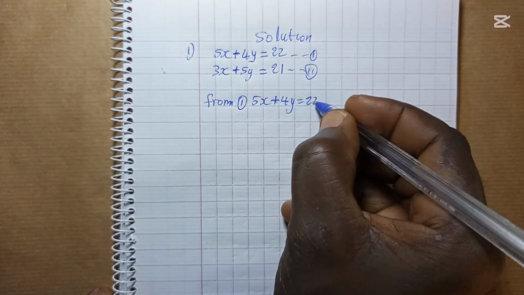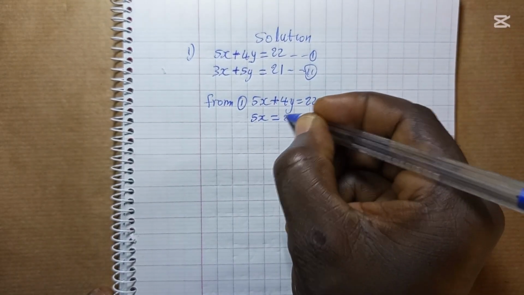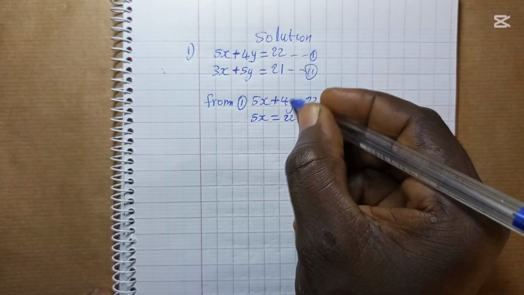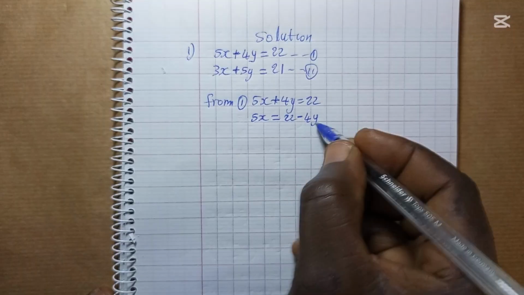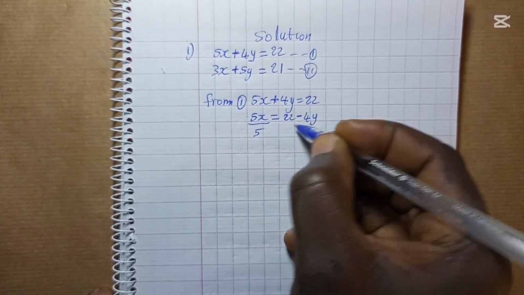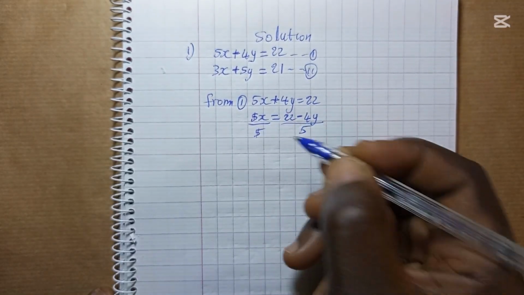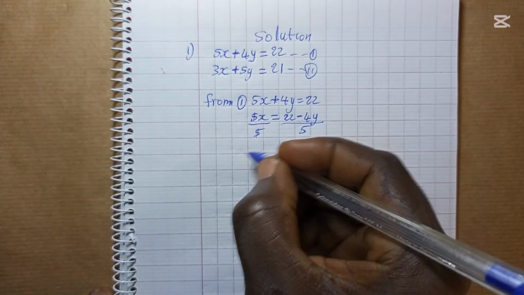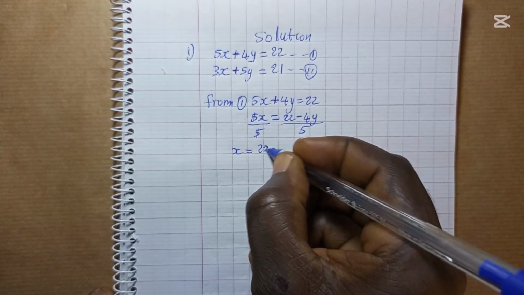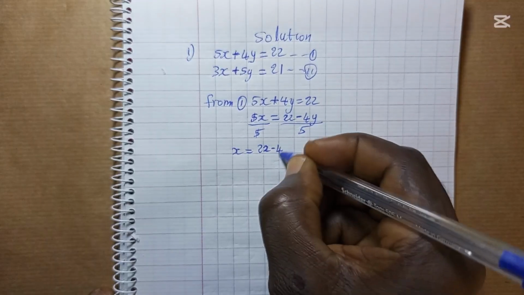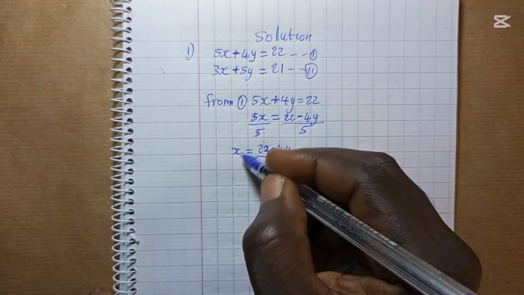Now we're making x the subject of the formula. So 5x is equal to 22, plus 4y will cross over to this side and turn to minus 4y. Now we divide both sides by 5. 5 will cancel out 5. We have x is equal to 22 minus 4y over 5. So this is the value of x.